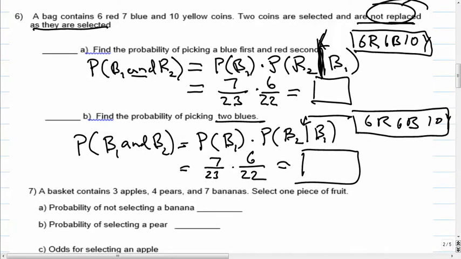Okay? See, if I told you I wanted a yellow first, let me just kind of mention it. If I wanted a yellow first and a blue second, then this would be yellow first, right? And now my world would look like 6 red, 7 blue, but 9 yellow. Remember, a conditional probability is all about information being given that may affect the way the world looks based upon what you are doing.